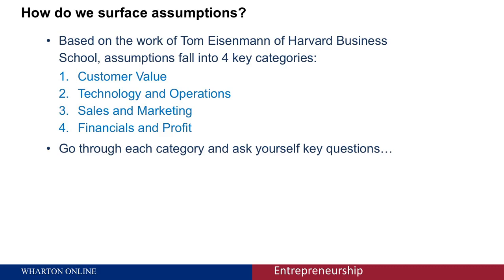Technology and operations. What do you actually have to do in your business to make it succeed? What kind of operational steps do you need to take? What technology do you need to develop? Who's going to do what? Sales and marketing. How are people going to know about your product? How are they going to be able to buy it? And then finally, the financials and the profit formula. So how are you going to actually generate revenue for your business? What's the underlying formula that's going to make you profitable in the long run?